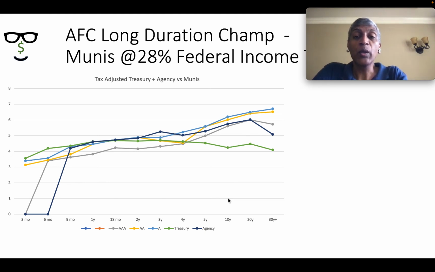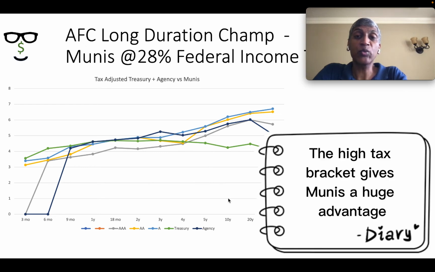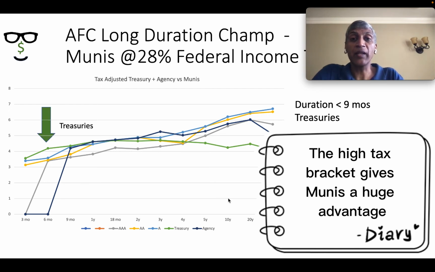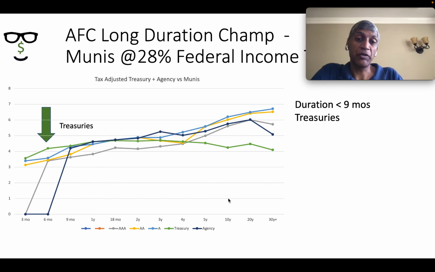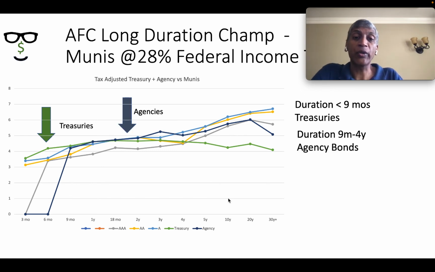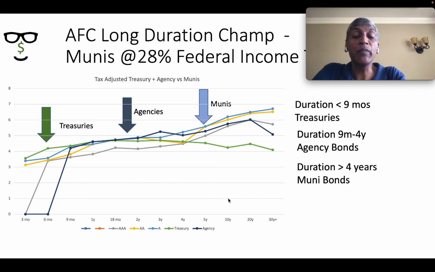And you may remember we are going to give Munis the highest advantage. When your blended tax rate is 28%, you may remember Munis had the best of the best outcome. To recap that again, at a 28% federal income tax, Treasury still won the short duration, agency still won the medium duration, but Munis ruled after 5 years because of the high federal income tax paid by this case study.